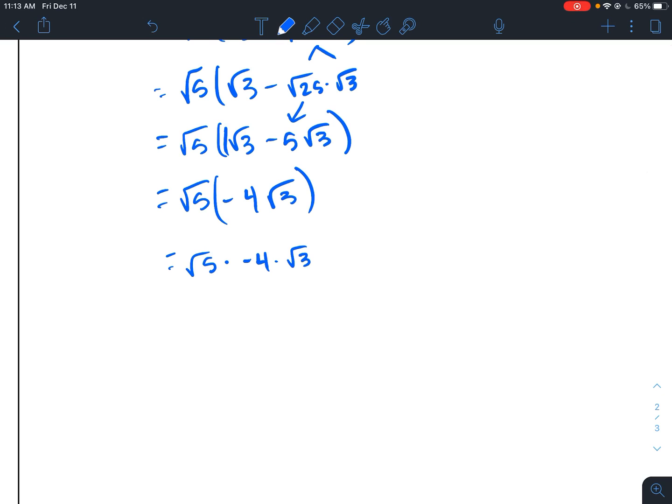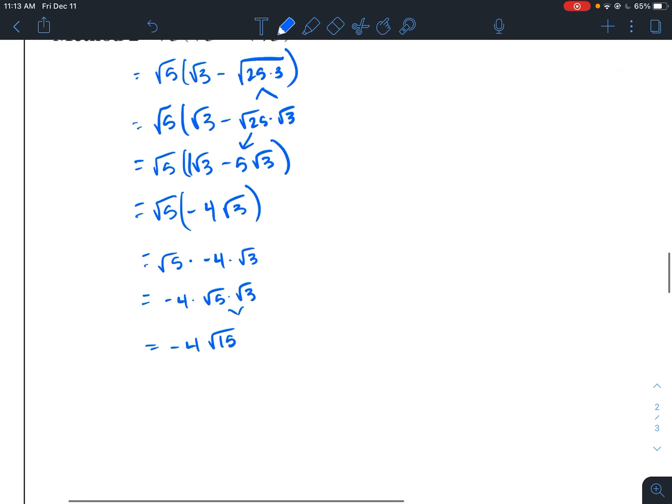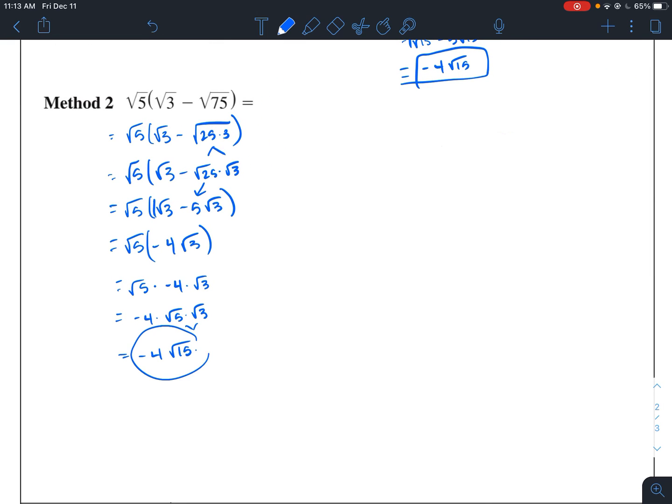So order of multiplication doesn't matter, so I can change this to be negative 4 times the square root of 5 times the square root of 3. And using the product property, I have negative 4 square root of 15. So you see that no matter which way we do it, we still get the same answer. So this is a method of simplifying first.